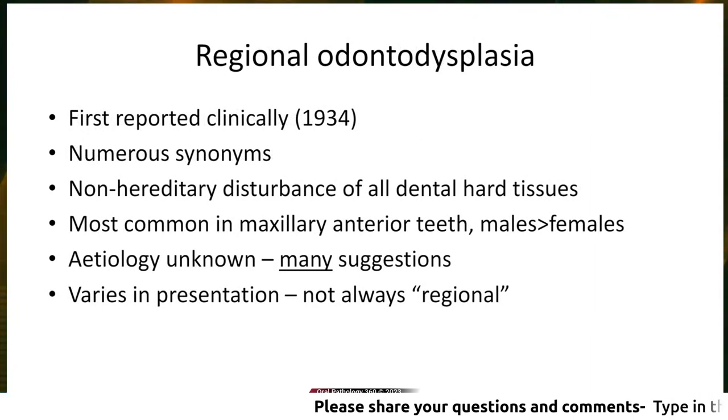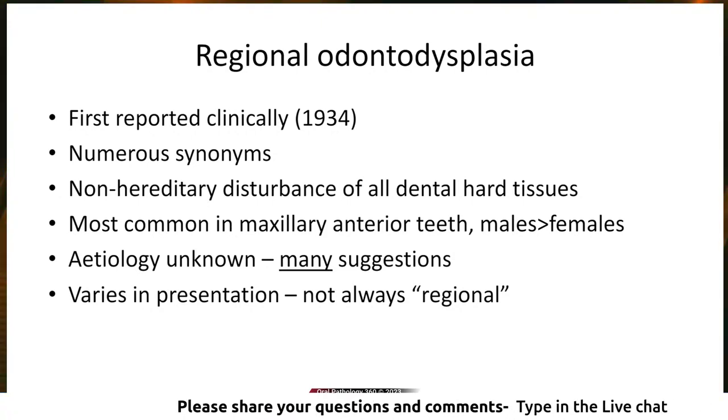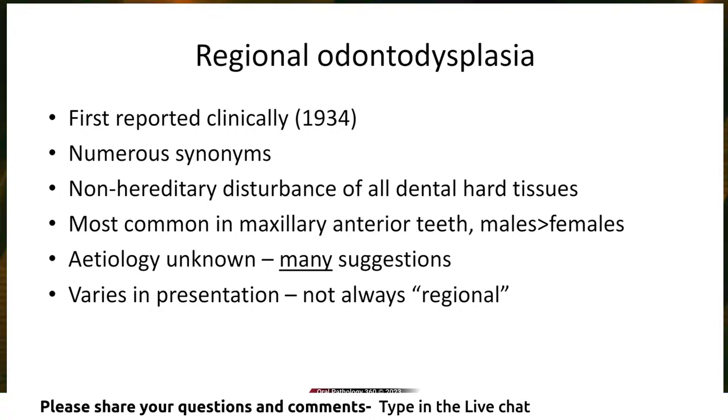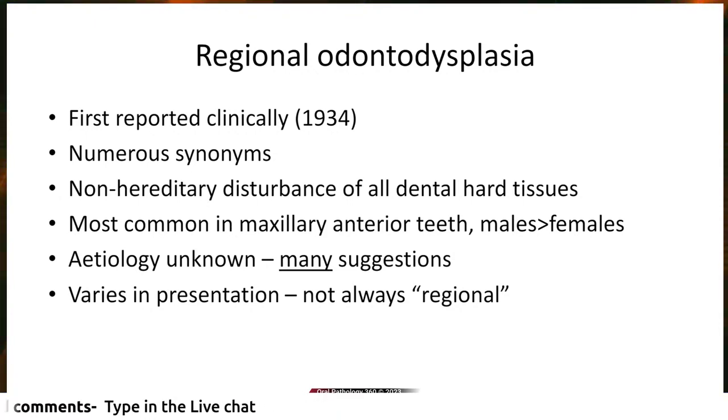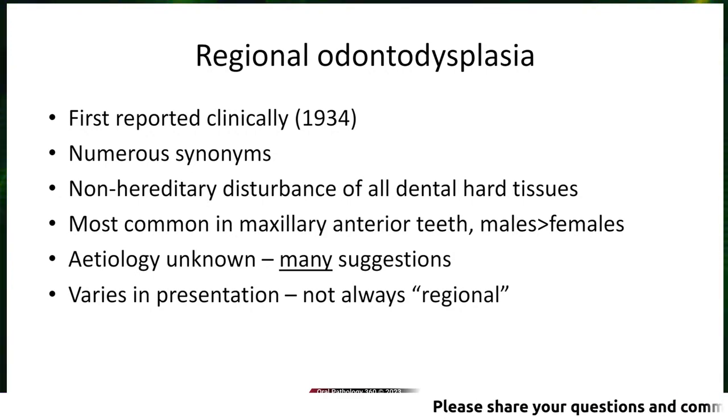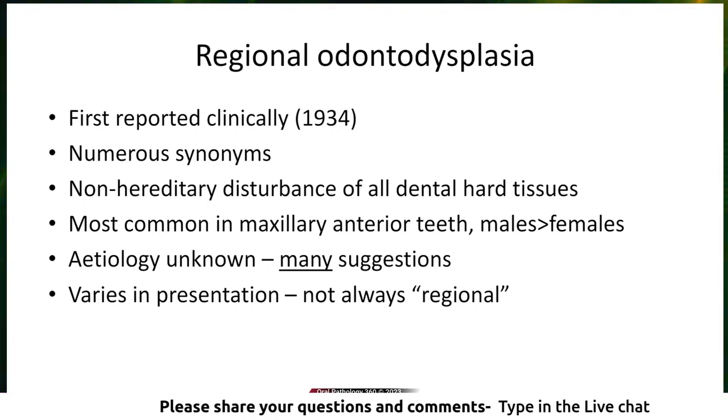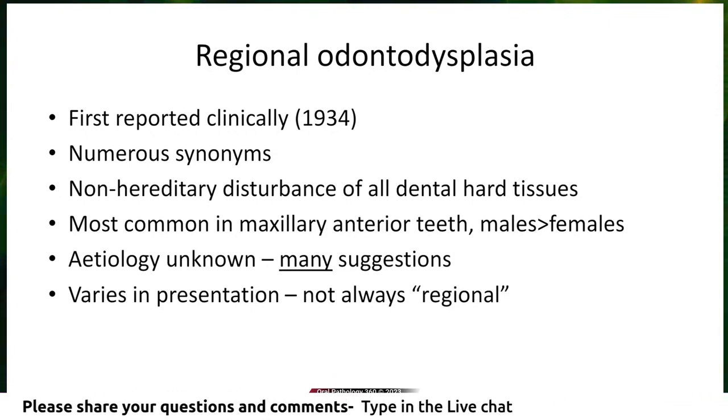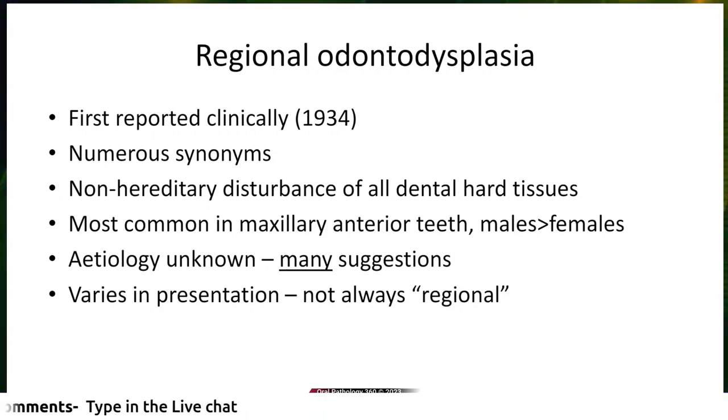So regional odontodysplasia has been known about for a number of years, and has a lot of different synonyms like ghost teeth and so on. What you get is a non-inherited disturbance of all of the tissues of the tooth. It's not just the hard tissues. Most common in maxillary anteriors, but in my experience it is also relatively common in the premolar areas. And there's a lot which has been said about etiology, but nobody really knows.